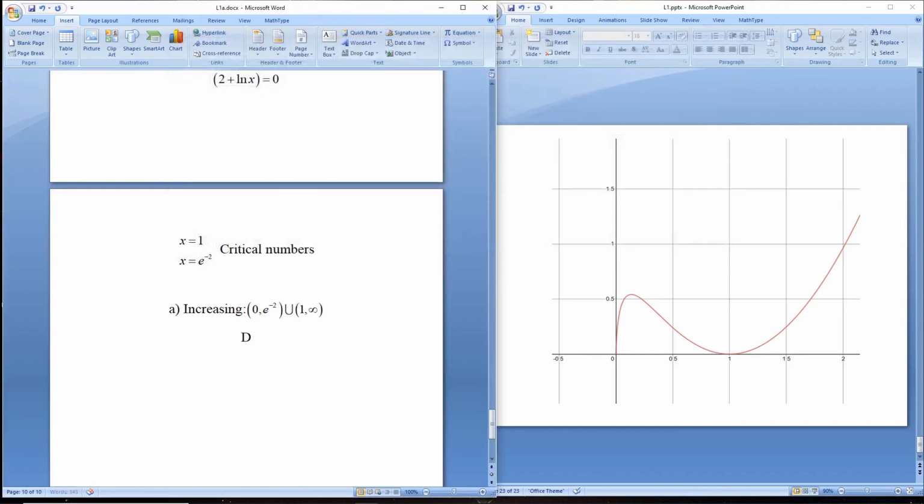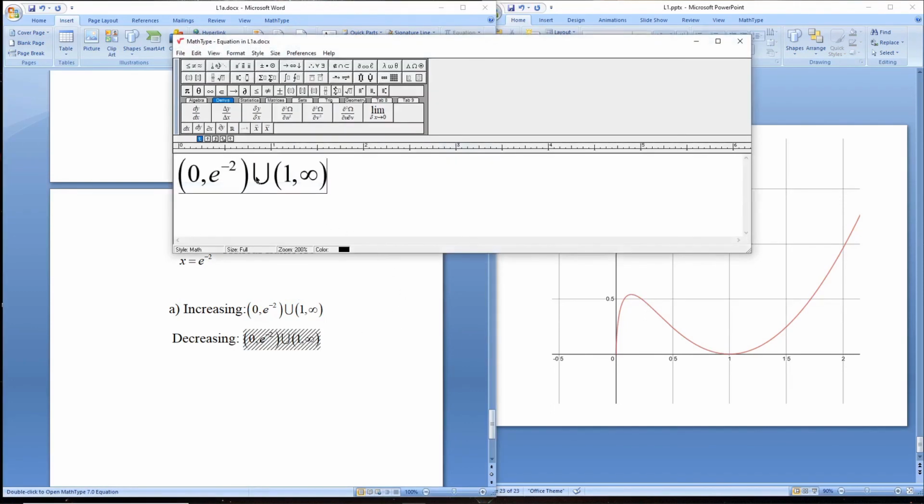And what about decreasing? Well, since we got the graph already pulled up, we'll just look. We're decreasing in this one interval here from this local max to this local min. And so that's from e to the minus 2 to 1.